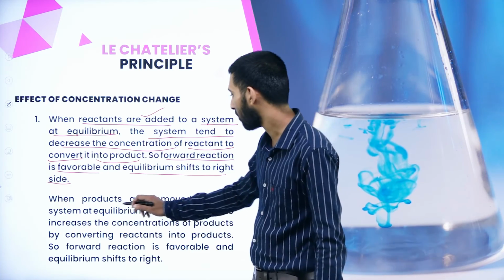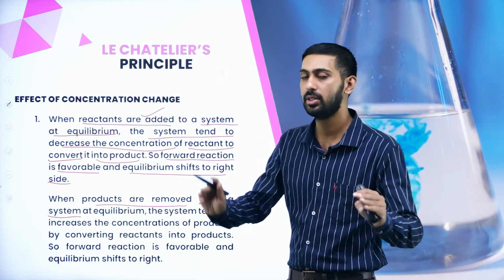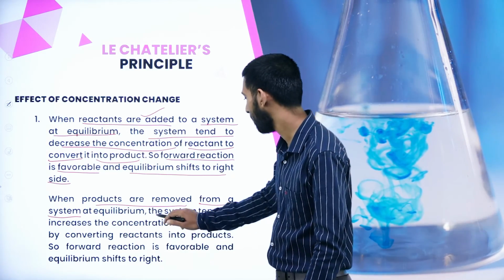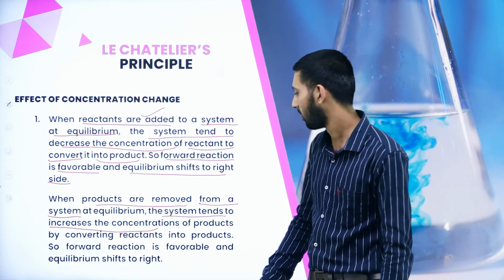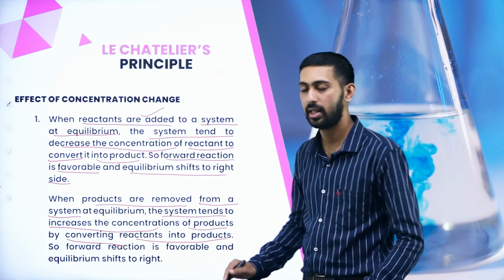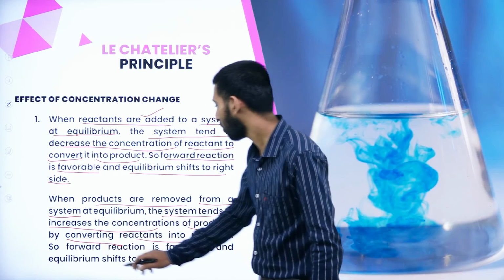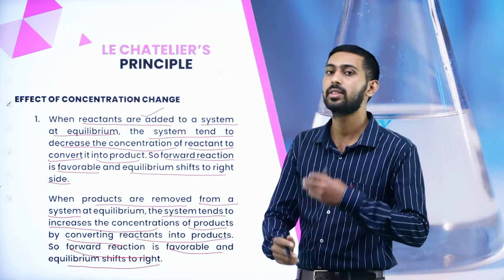Next, when products are removed from the system. Let us take that products are removed from the system when it is at equilibrium. What will happen? The system tends to increase the concentration of the products by converting reactants into products. So the forward reaction is favorable and the equilibrium shifts towards the right.